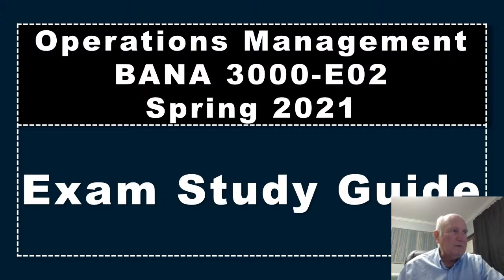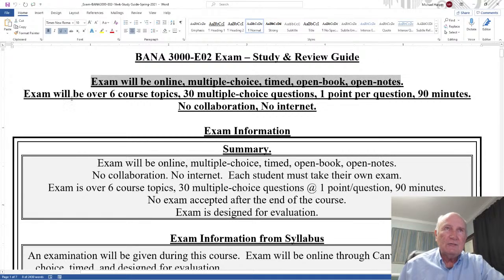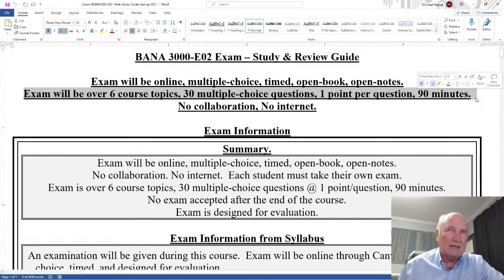So let's bring up the exam study guide. Okay, it's a study and review guide. The exam will be online, multiple choice, timed, open book, open notes. The exam will be over 6 course topics, 30 multiple choice questions, 1 point per question. It's 90 minutes. There's no collaboration and no internet is allowed. Everyone is required to do it themselves.